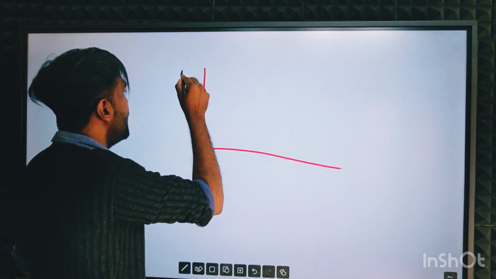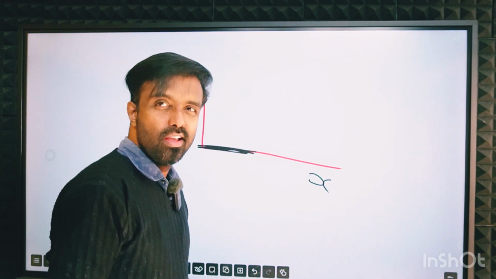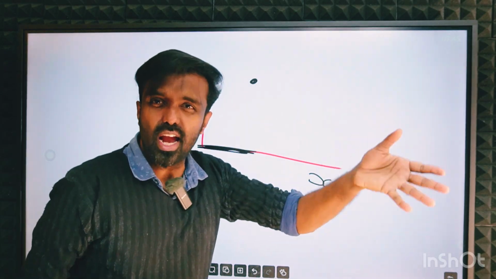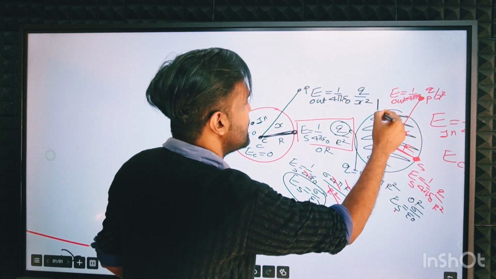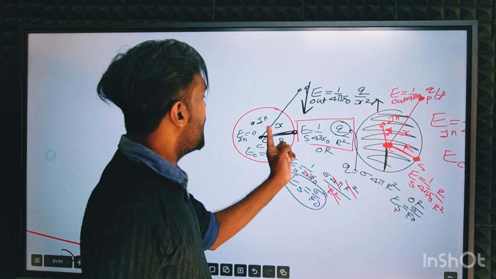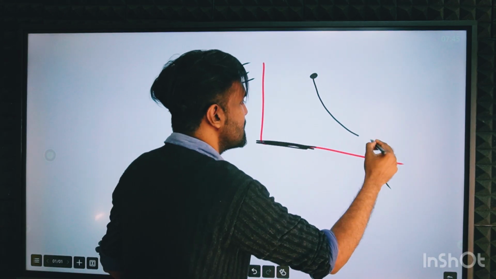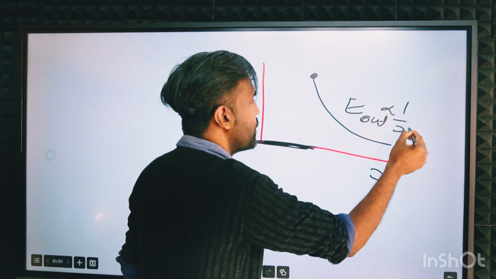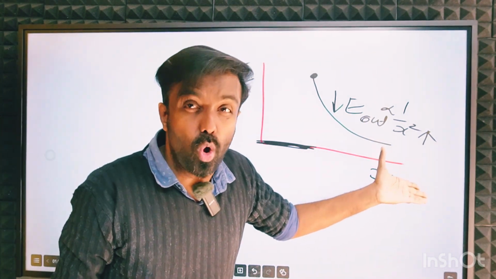Just look here, guys. For the hollow sphere, in the electric field intensity and distance graph, from the center to the surface, electric field is completely zero. At the surface, electric field is present, guys. And outside, when the point comes outside, as the distance increases, electric field intensity decreases. So your graph should appear like this, guys. Outside, it is inversely proportional to x square. This is applicable for the hollow charged sphere.